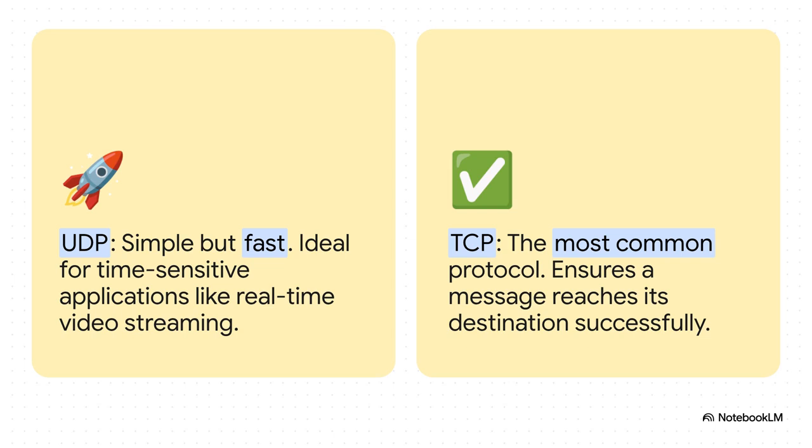If it's part of a video stream or an online game, it'll probably use UDP. Think of that like sending a postcard. It's fast, it's efficient, but hey, there's no guarantee it'll arrive. But if it's part of an email or a web page, it's going to use TCP. That's like sending certified mail. It's a bit slower, yeah, but it guarantees every single piece arrives in the correct order.